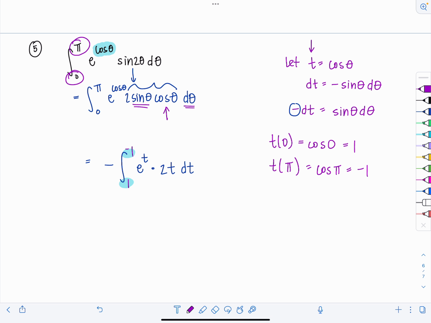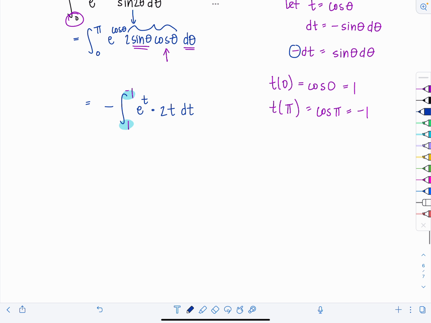Anything you notice we can do to clean things up? Yeah, remember we can flip or switch the limits of integration, and that changes the sign of our integral. So I can rewrite it without the negative sign now, going from -1 to 1. And then while we're at it, please put that pesky 2 outside. So we just have e to the t times t dt.